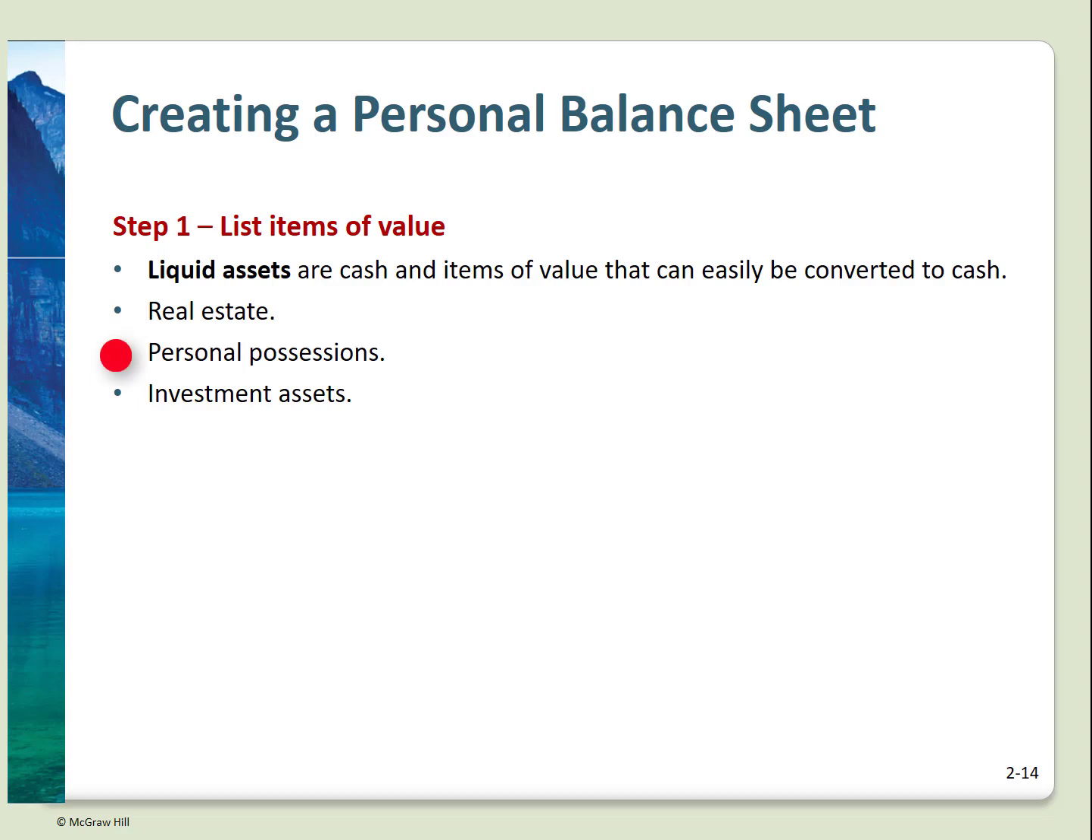Personal possessions include your car, stereo equipment, furniture, jewelry. Investment assets include retirement accounts, mutual funds, any investment account values. The sum of these is total assets.